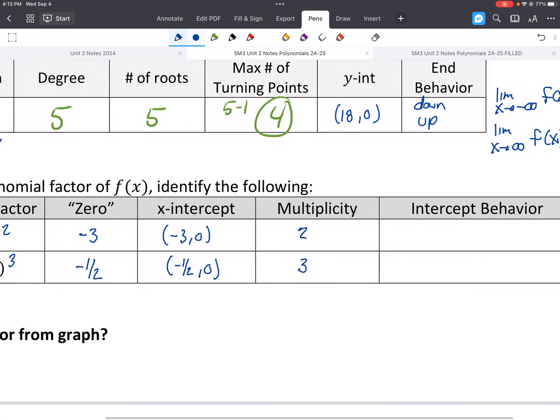And then intercept behavior, again, if it's even, it's going to bounce. And if it's odd, it's going to cross.